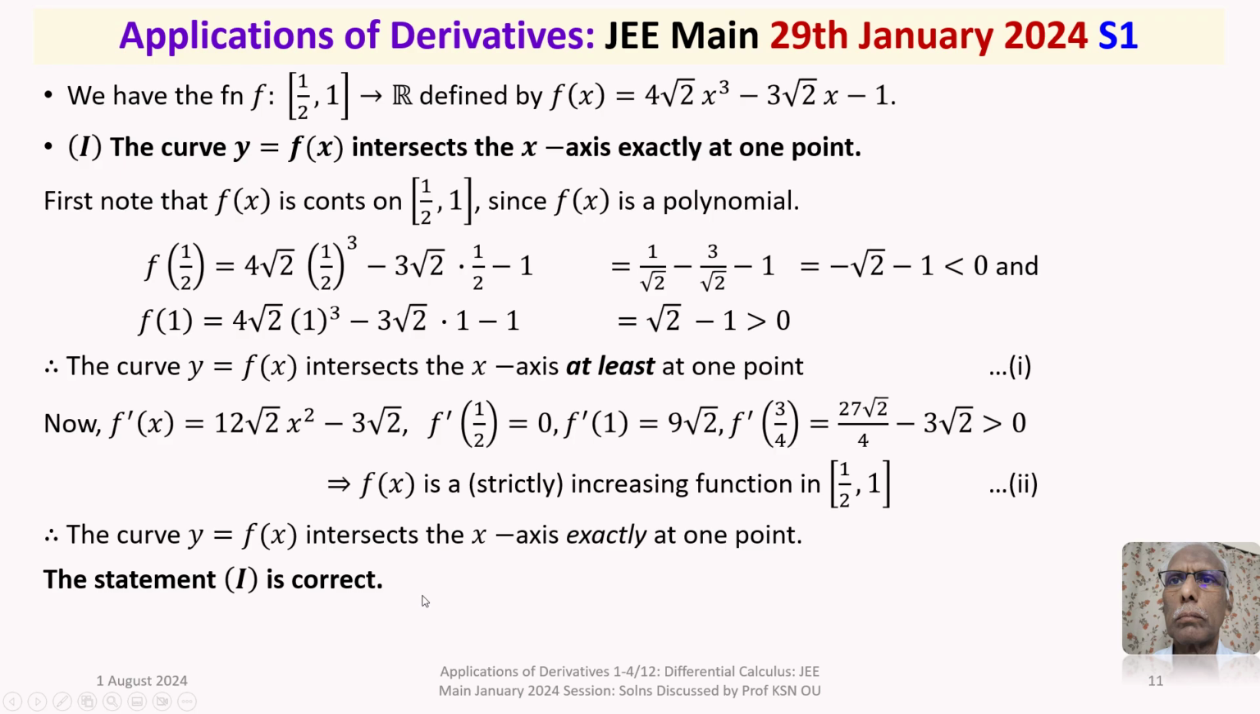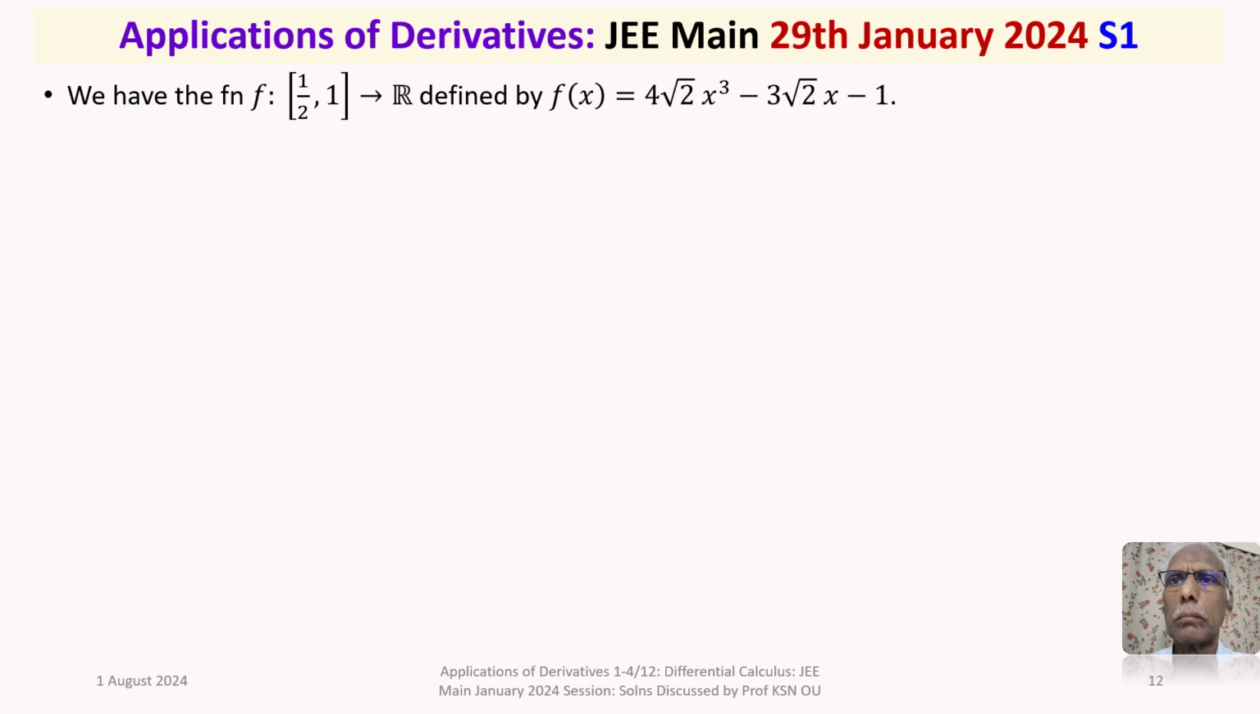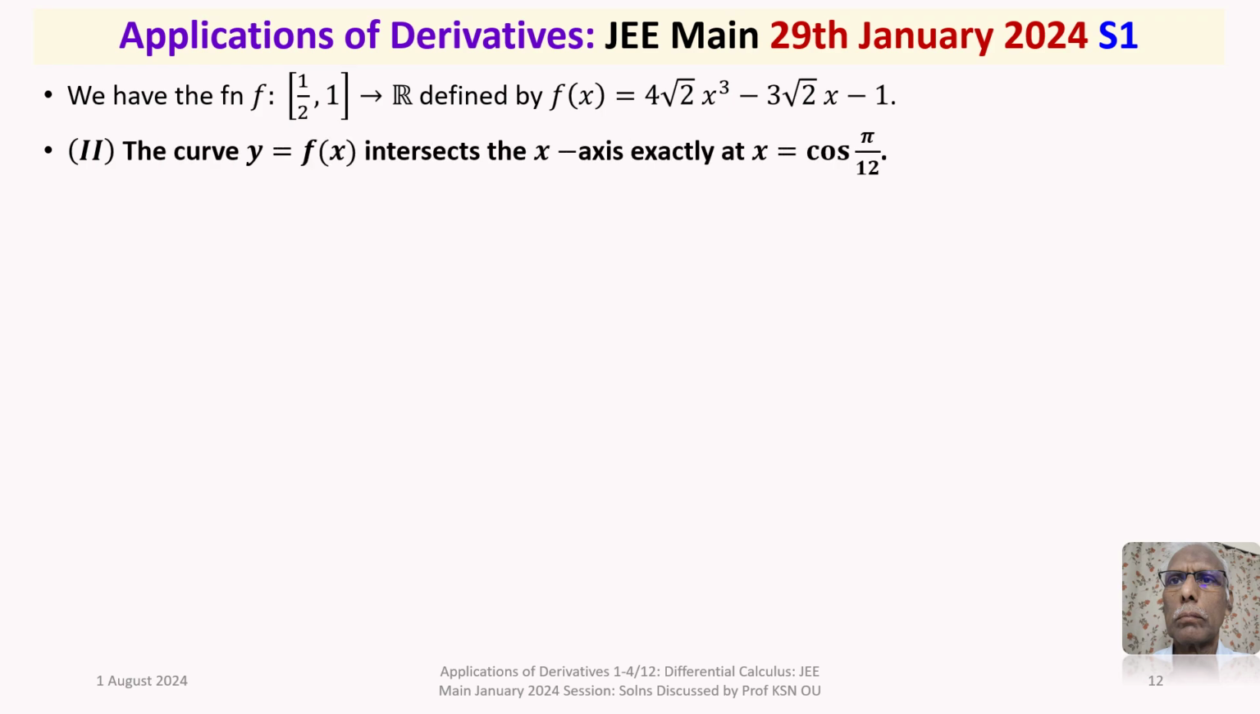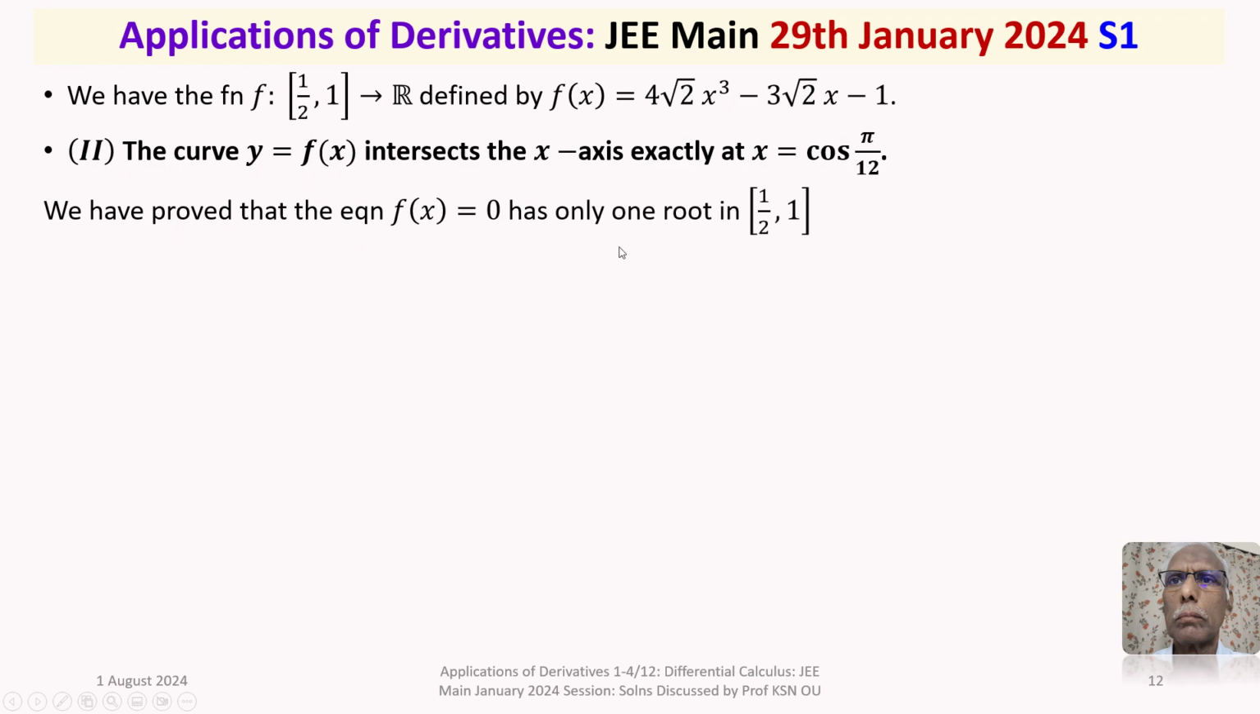Right. Let's now move to the next statement. That is the second statement. The curve y is equal to f of x intersects the x-axis exactly at x is equal to cos pi by 12. In the statement 1, we have seen that the equation f of x is equal to 0 has exactly one root in this interval. What is that root? We will show that root is cos pi by 12. Right. So how do we show that?